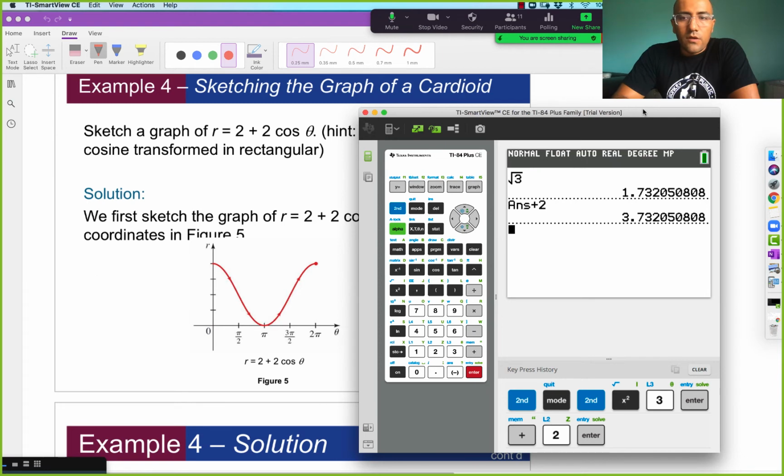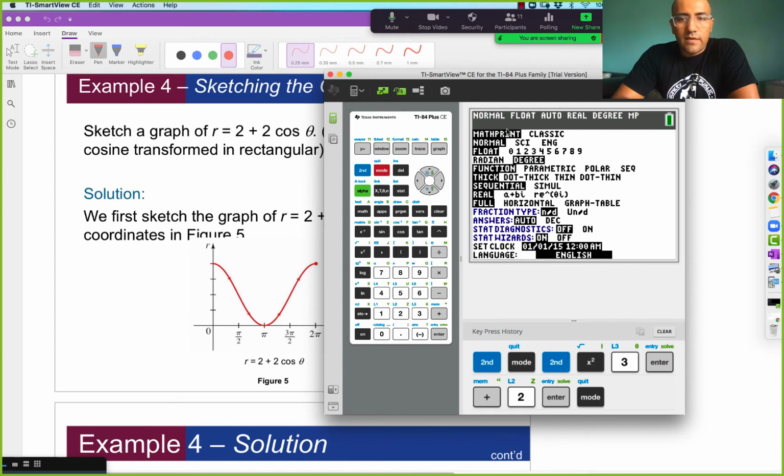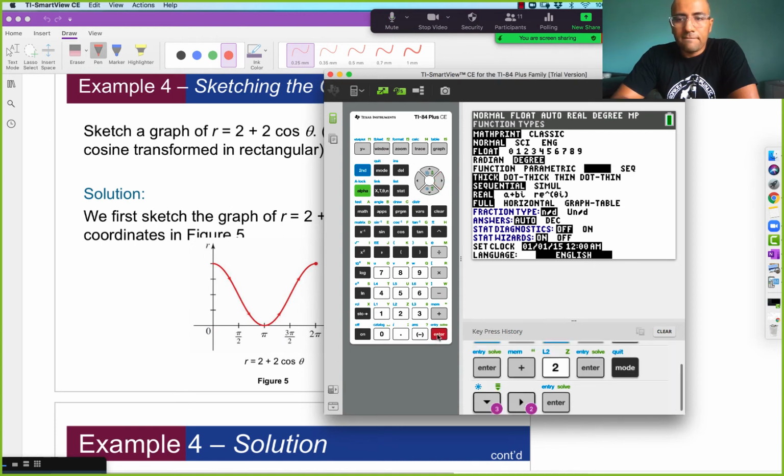So go to your calculator, TI-84, and then you're going to go over to where it says mode, and you're going to go down to where it says functions right here, and we want polar, right? We want to graph in polar. So go down, down, down, to the right, polar, hit enter.